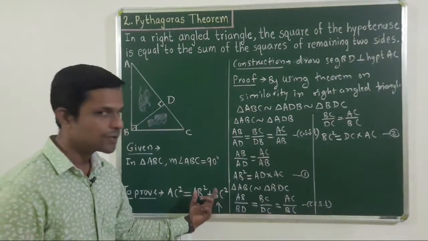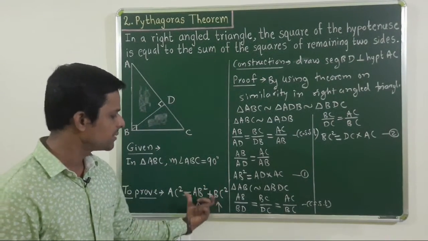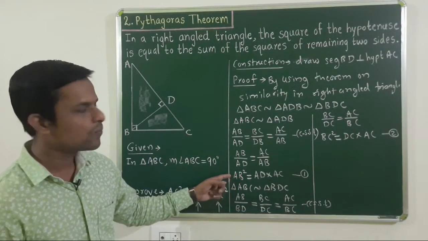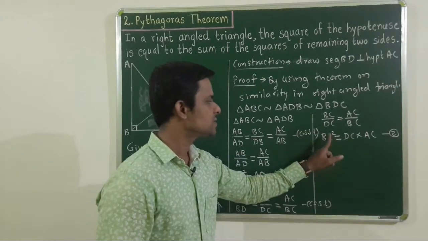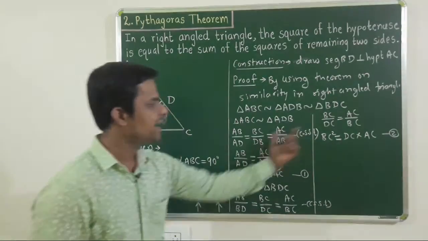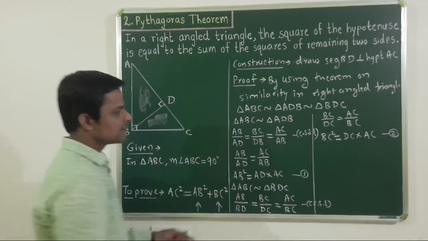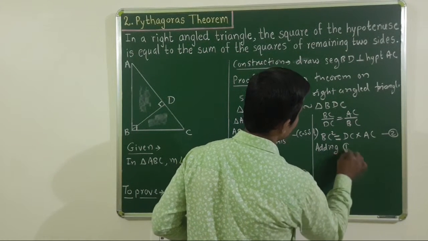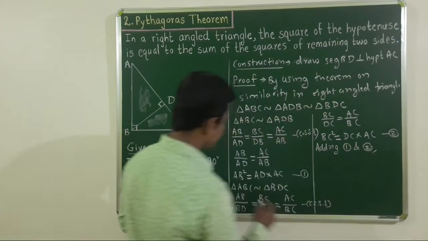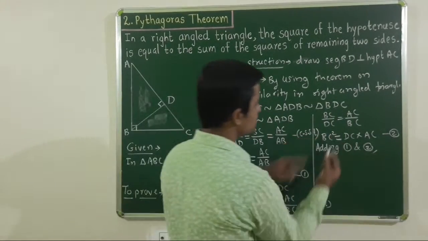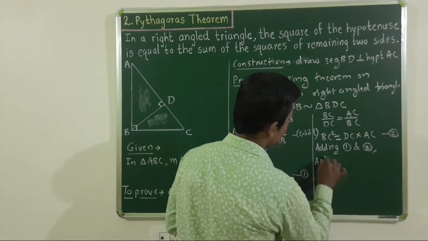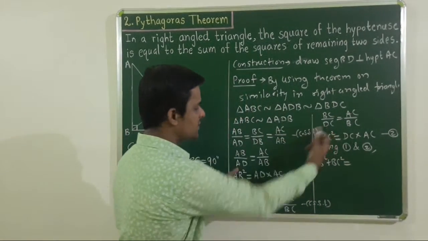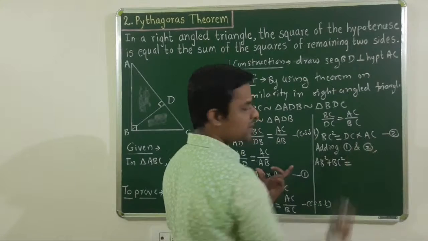Now, but we want addition of these two. We want AB square plus BC square. Now, left hand side of equation number 1 is AB square and left hand side of equation number 2 is BC square. Now, by adding these two, we will get this statement. Hence, adding 1 and 2, we will get AB square plus BC square is equal to, means left hand side plus left hand side is equal to right hand side plus right hand side.